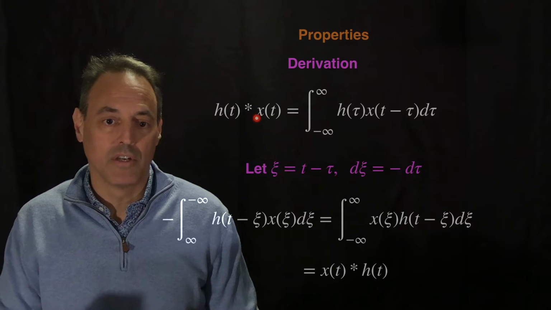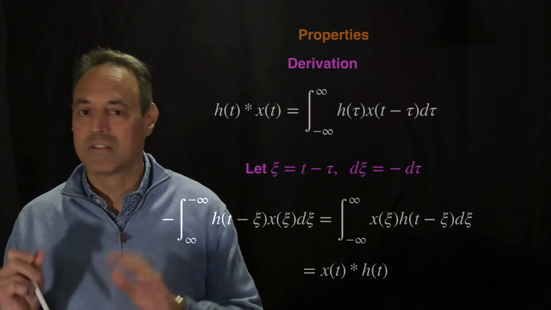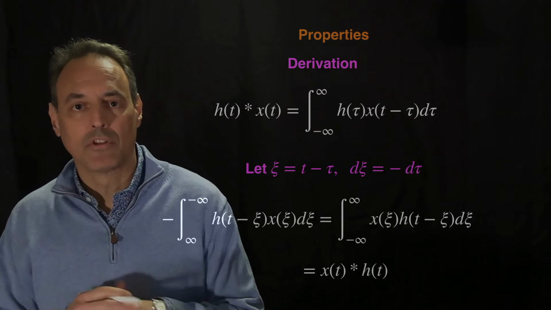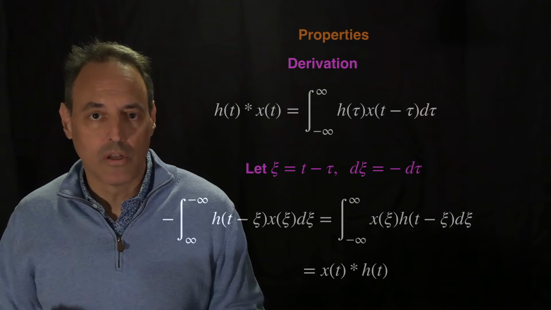So notice what I've done here. I've just flipped these with a simple change of variables. Okay, so it's important that you recognize that you have this commutative property and it holds for all of these LTI systems.